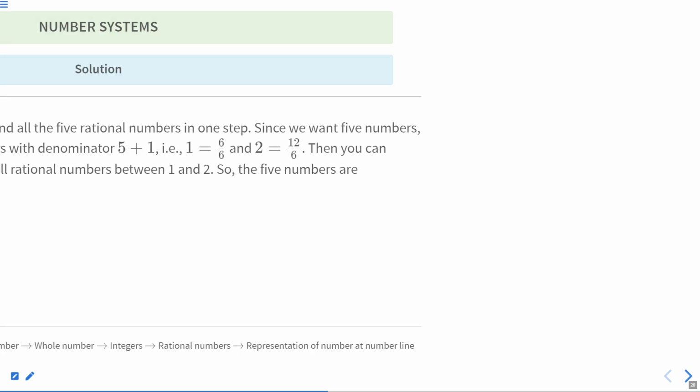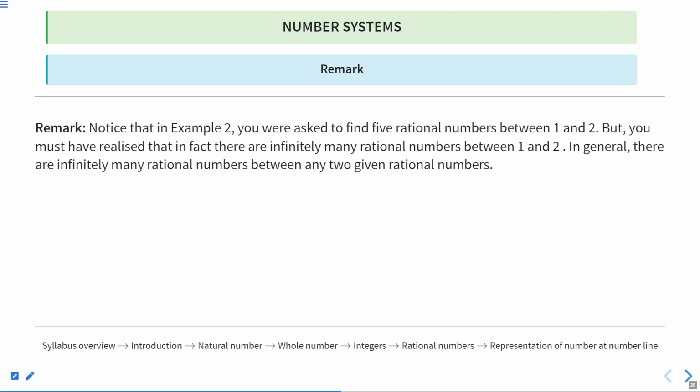Now let us see one remark. Notice that in example number 2, you were asked to find 5 rational numbers between 1 and 2. But you must have realized that in fact there are infinitely many rational numbers between 1 and 2. In general, there are infinitely many rational numbers between any two given rational numbers.